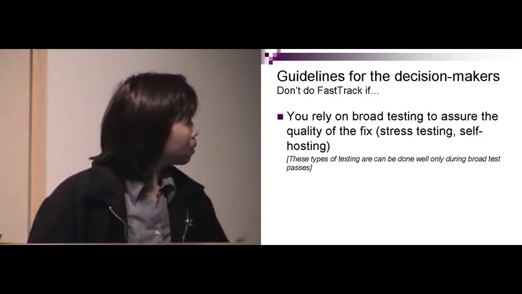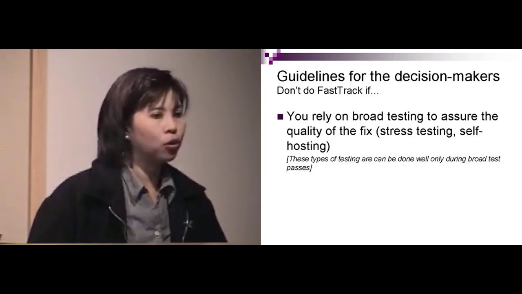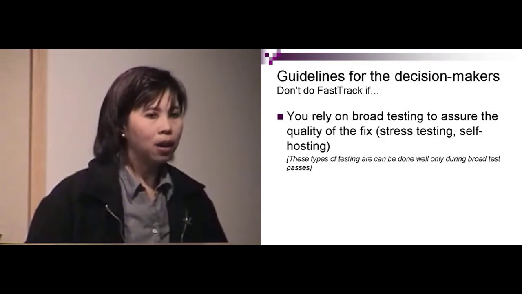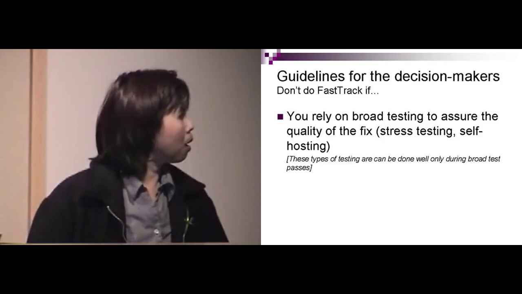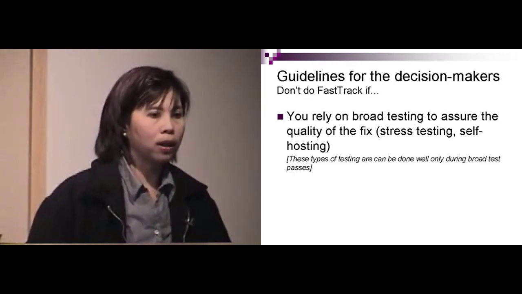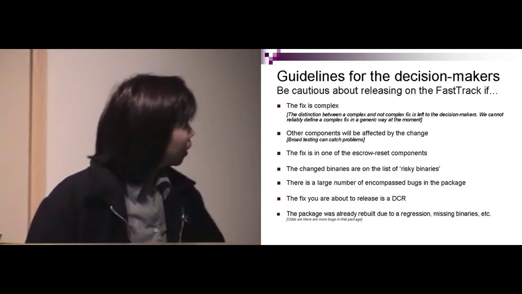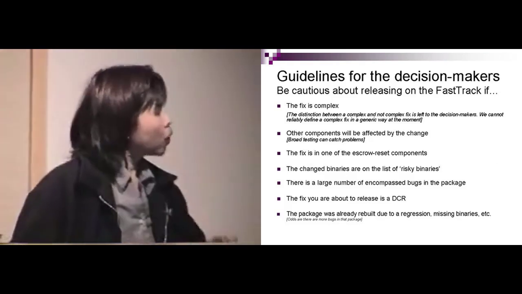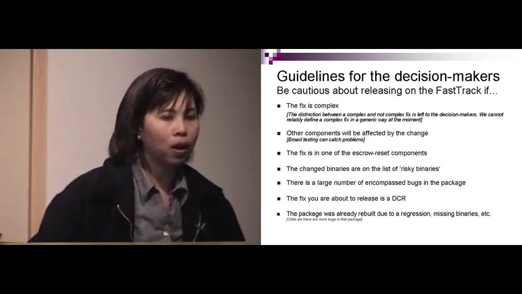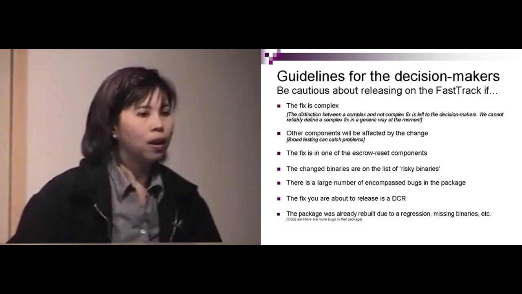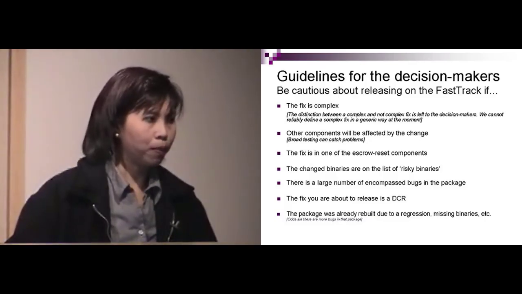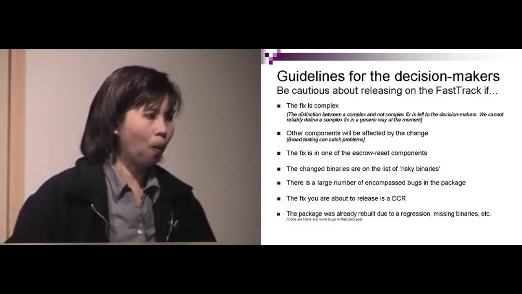So this chart is basically saying the same thing. Don't do fast track for fixes that need self-host, stress testing, or OTG deployments to ensure the quality of the bug fix. So although we are trying to improve the turnaround time performance, we cannot sacrifice quality.